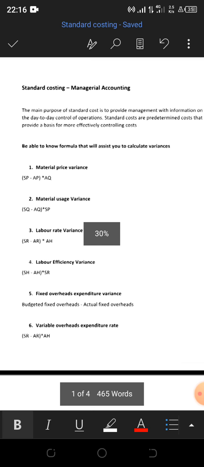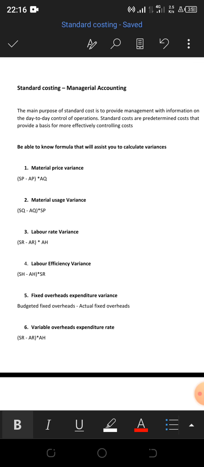This topic is only simple if you know the formula. Remember, once you are unable to pick up the correct formula, the figure that you are going to calculate is going to be incorrect. So you have to make sure that you are familiar with the formulas and you know their meaning. The first formula is dealing with the material price variance.